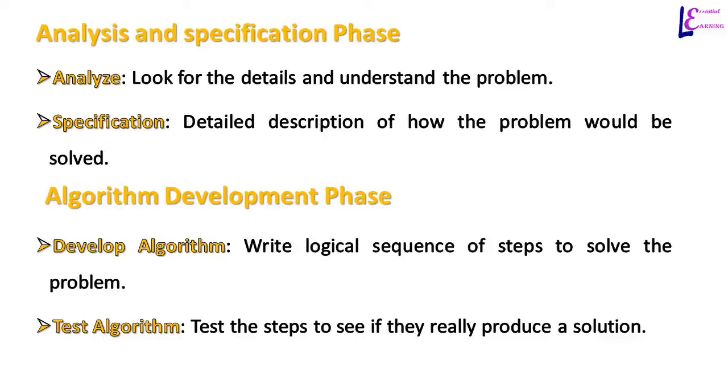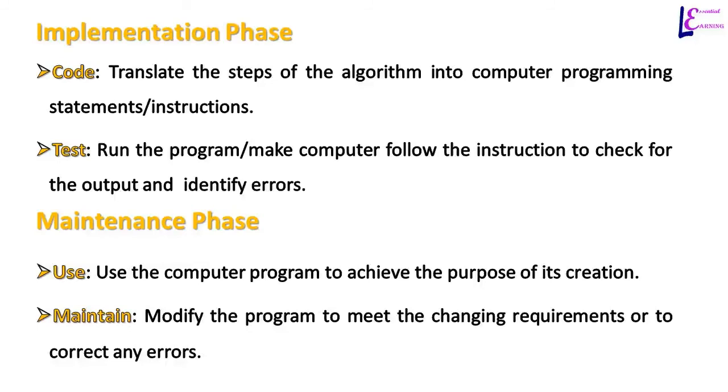The algorithm development phase is further divided into two subphases as well. The first one is developing algorithm, in which a logical sequence of steps is written to solve the problem. In the second subphase of testing algorithm, steps are tested to see if they really produce a solution. Subphases of the implementation phase are code and test. In the code phase, algorithm statements are translated into computer programming statements. In the test phase, these programming statements are tested to see if the computer really follows them to solve the problem.